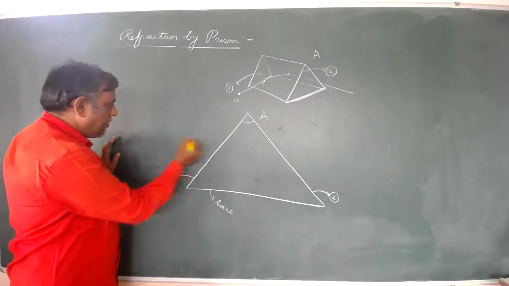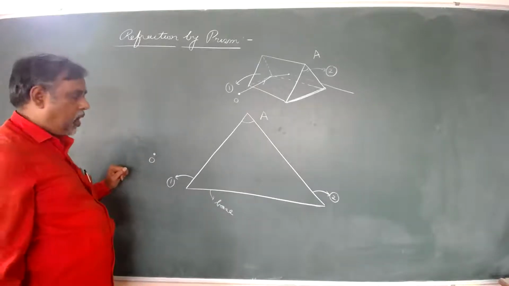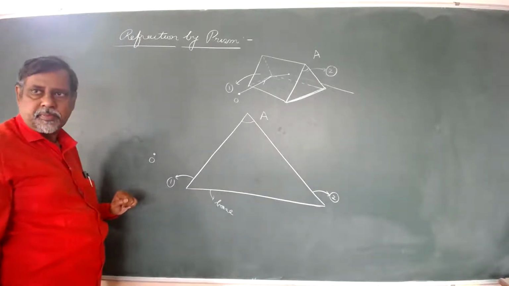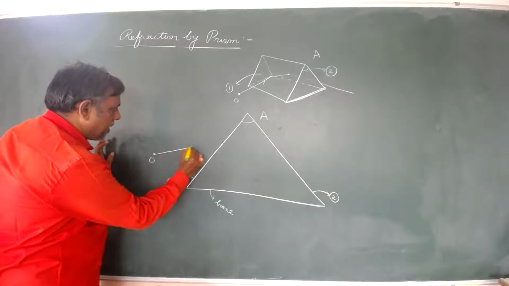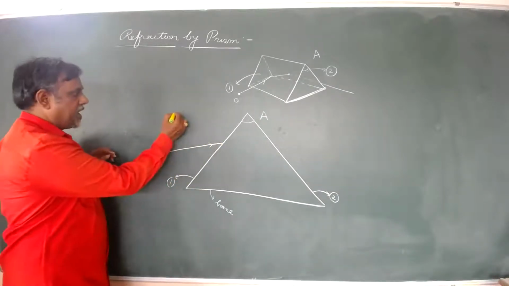Now I will take one point object over here. How does the refraction take place? The light ray will be passing over here like this. This is the way the light ray passes. This is A.